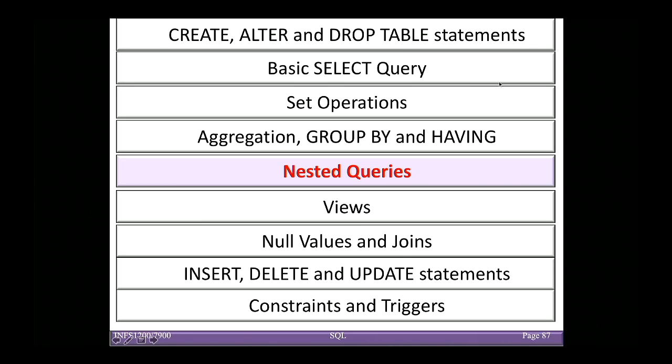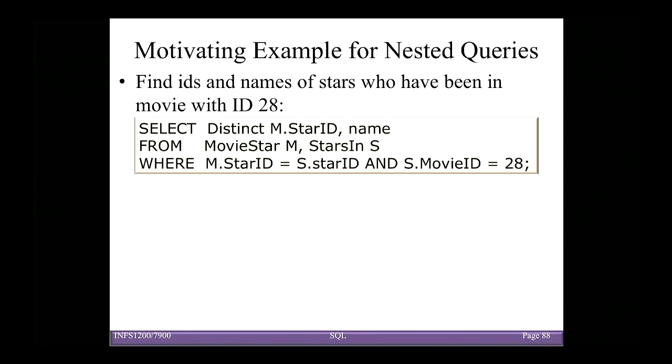All right, we're going to talk about nested queries. Let's start with a motivating example. Let's say you want to find IDs and names of stars who've been in a movie with ID 28. This is how you would write it, right? You would look at your movie stars and stars in table, you join them on the star ID, and you look for things where the movie ID was 28.